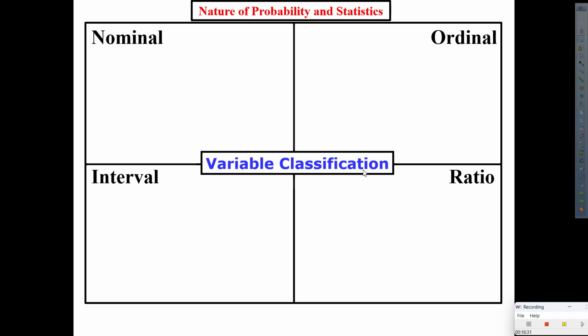So let's start with nominal. What is nominal variable classification, Mr. Q? Well, nominal is basically just a list of data without any particular order or ranking. A list of data or of information without any particular order or ranking.